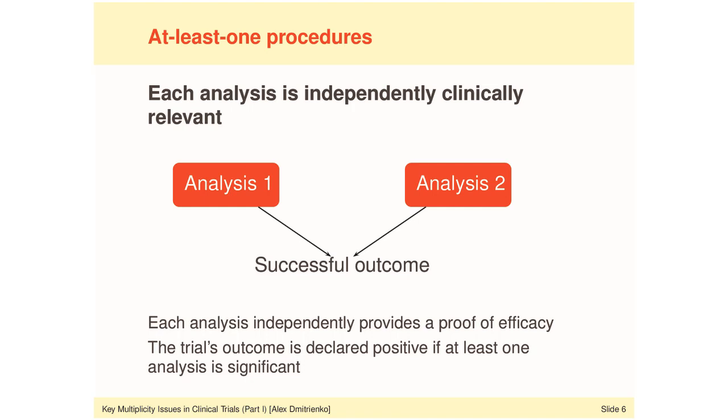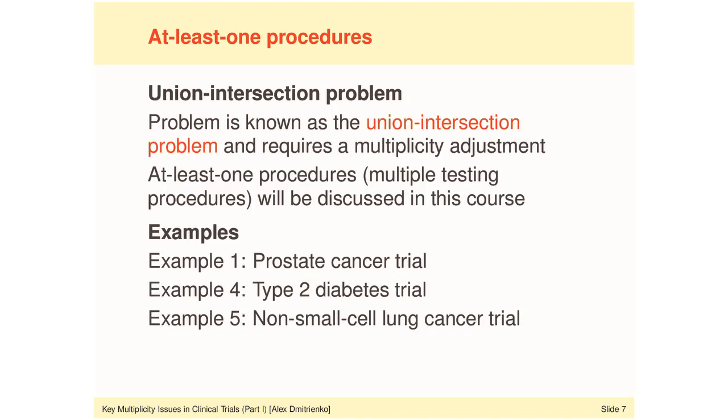What we saw on slide 6 was a simple diagram, and more formally, this problem is known as the union intersection problem. Why union? The objective of a clinical trial in this at least one setting is to reject the global hypothesis of no treatment effect in favor of a union of alternative hypotheses of a beneficial effect.